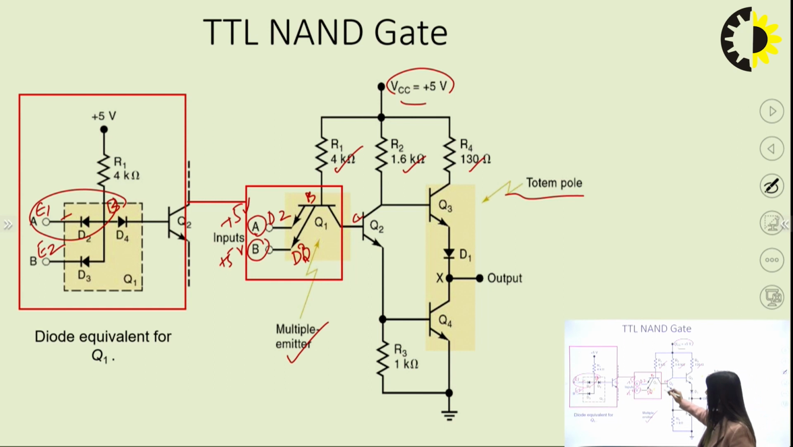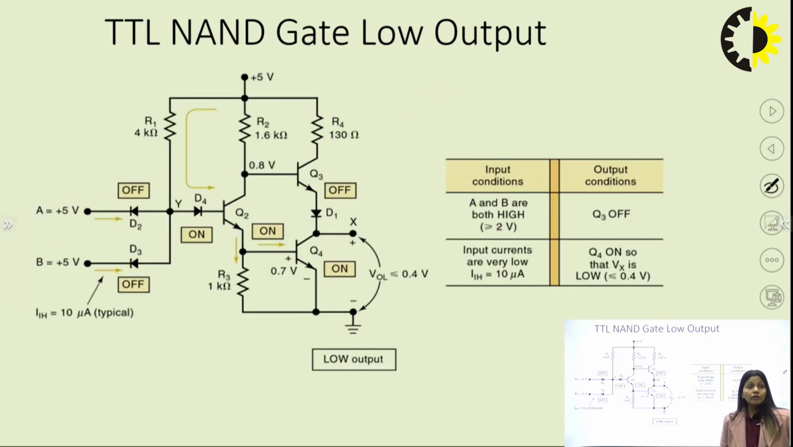All the current will be IB only, right? And we have A1 and A2. We can take now A and B both are at positive value. If both are at positive value, D2 diode is off, open circuit. D3 diode is off, open circuit. If D3 and D2 both are off, then what will be the scenario?